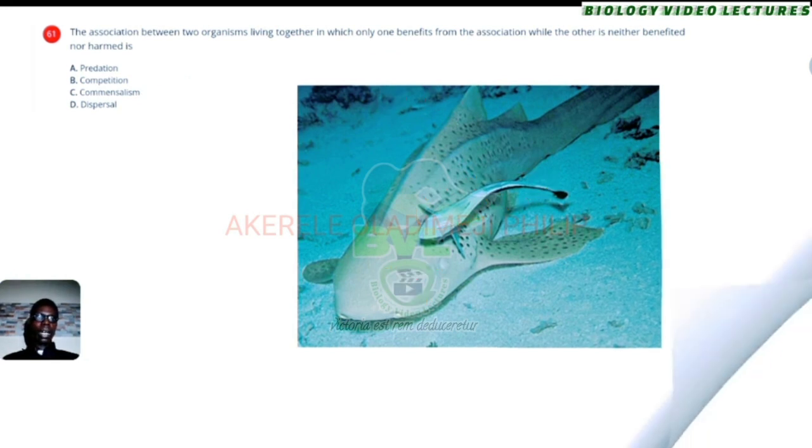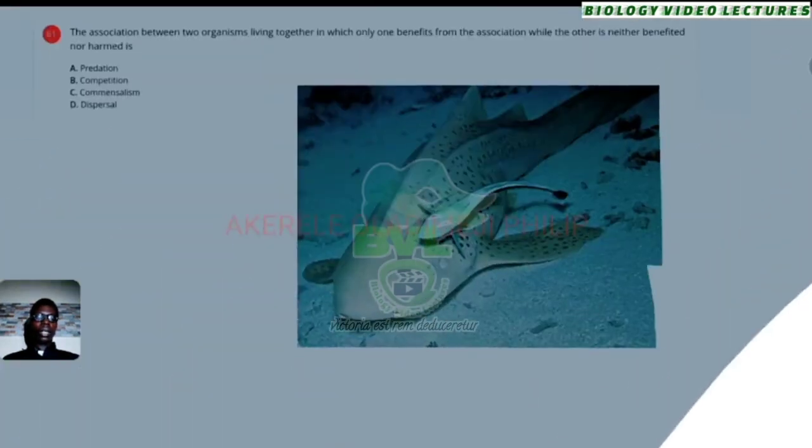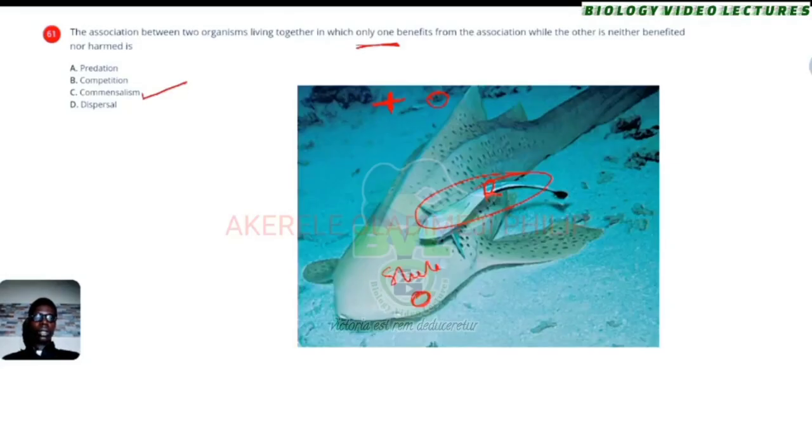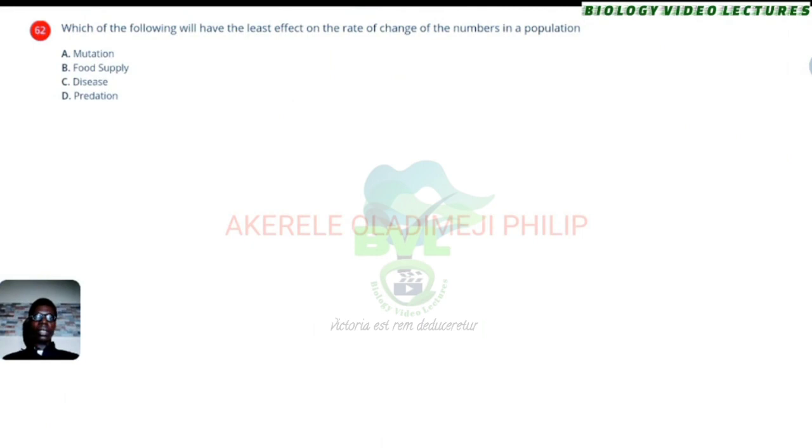All right. And let me remind you here that the plus and zero is commensalism. The plus and plus is mutualism. The plus and minus is what? Parasitism, whereby one is losing and the other one is gaining.